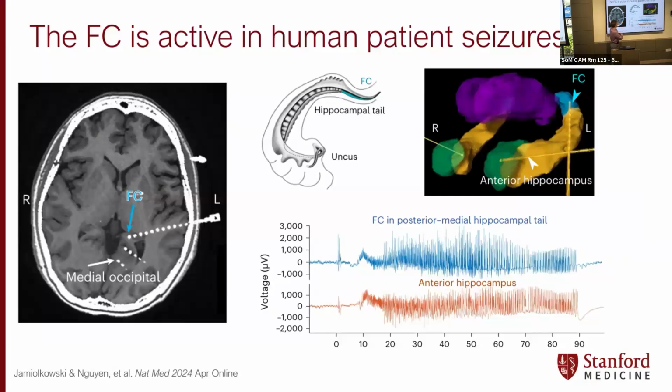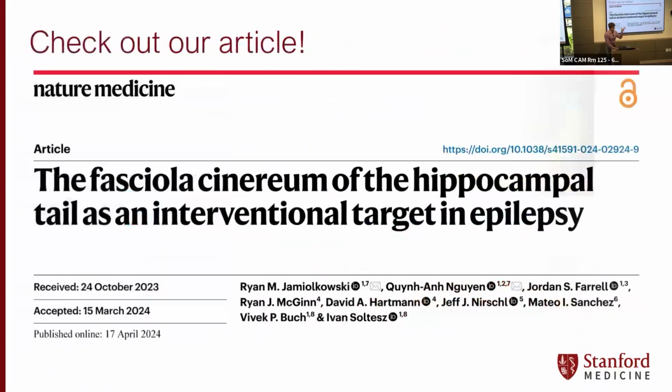This was sort of before my time, but this is what the FC would look like on an MRI, tucked behind the thalamus and the lateral ventricle. This is the dentate gyrus up here, and the FC is the tail of the hippocampus. When they have an SEEG electrode in the FC, you see that it has seizure activity along with the anterior hippocampus in this case. So that was pretty exciting. We have a mouse finding where the FC is seizing thanks to SC flare, and it turns out to also be happening in patients. You can read more in this article that just came out.